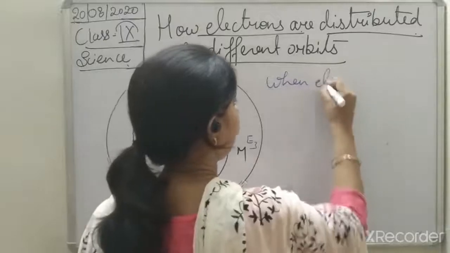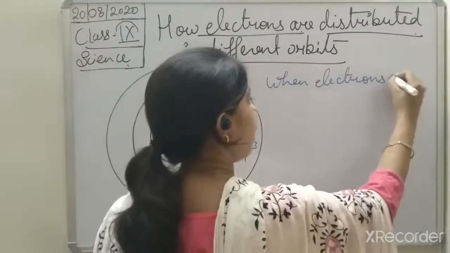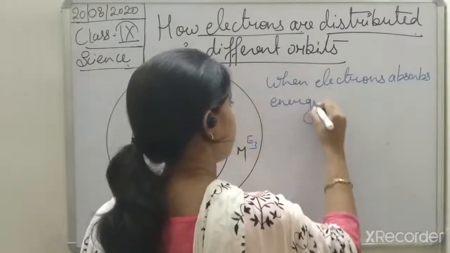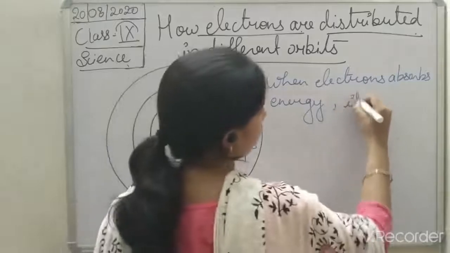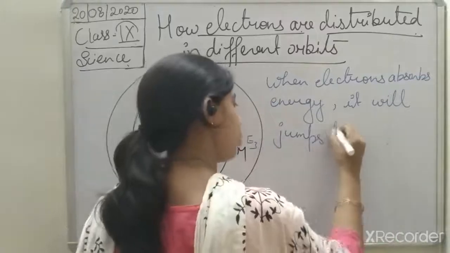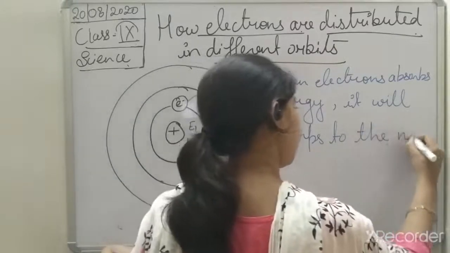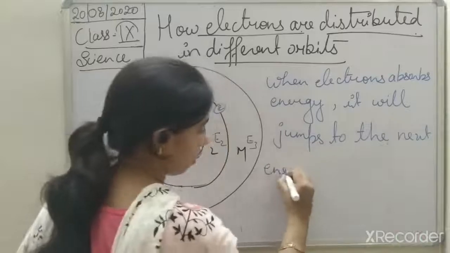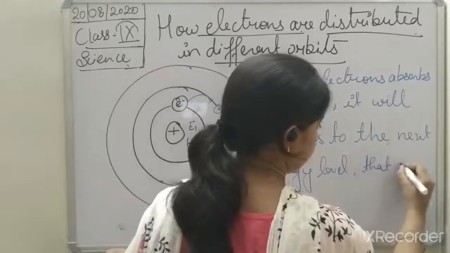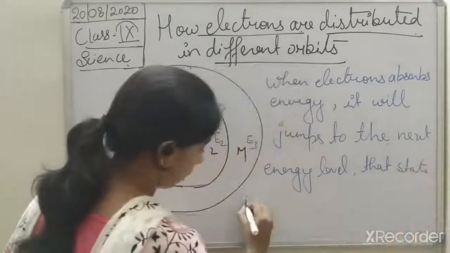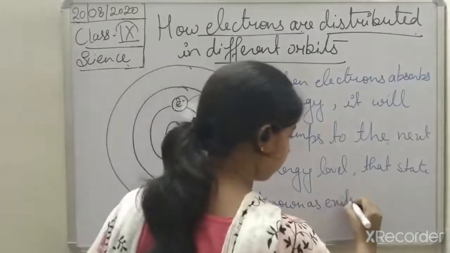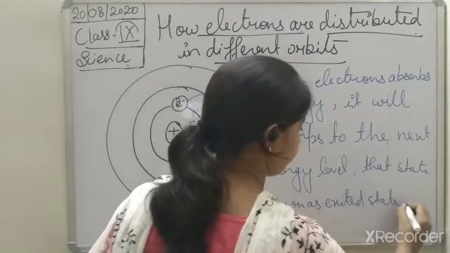So when an electron absorbs energy, it jumps to the next energy level. That state is known as the excited state. Okay.